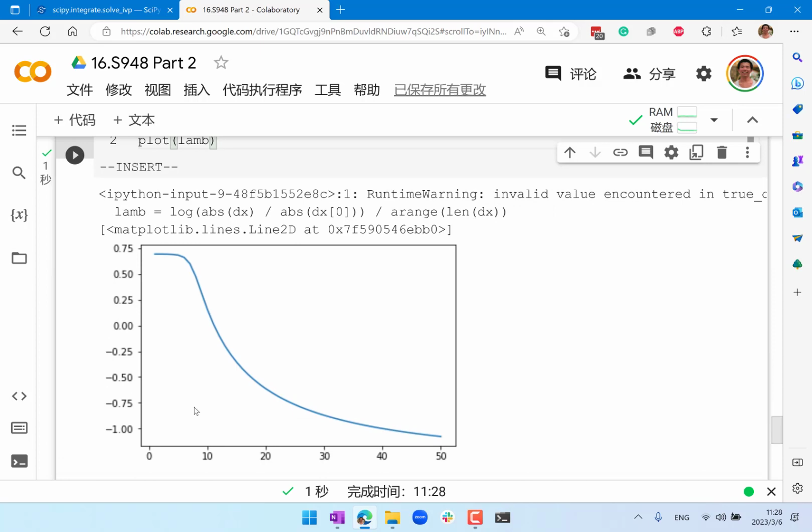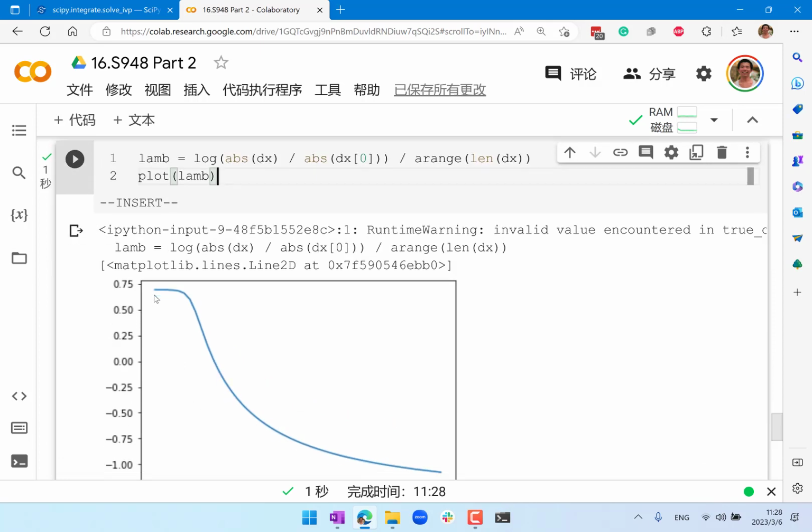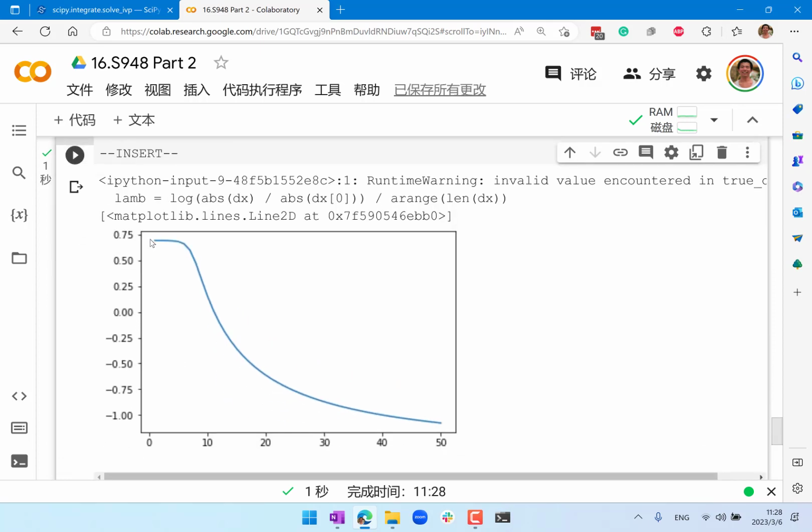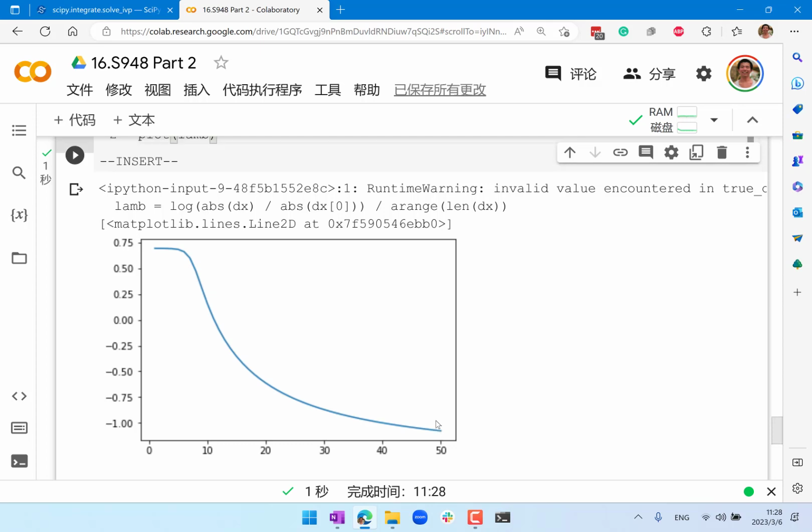Yeah, so what we're going to see is that when t is small, it computed a lambda that's positive, right? That means we are still in the exponentially growing stage. But later on, it starts to converge to the Lyapunov exponent that's negative. That indicates that we should be seeing an exponential decay of the perturbation.